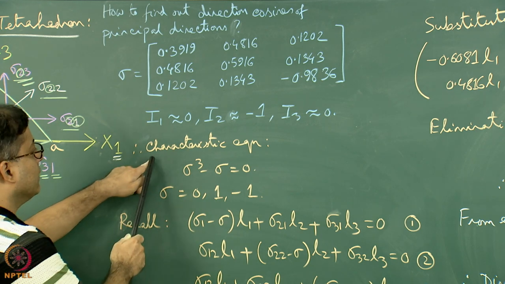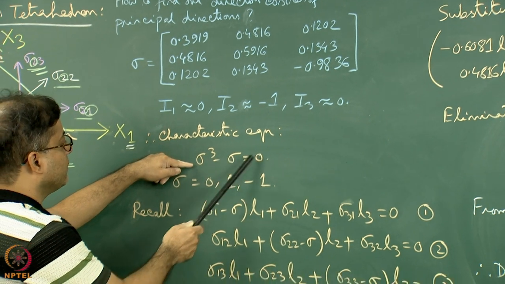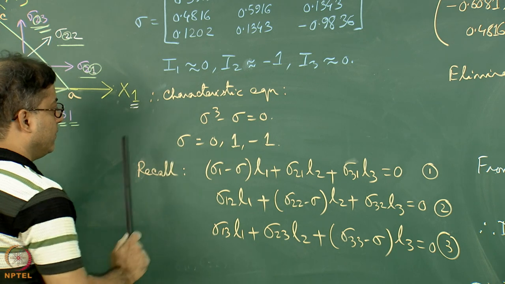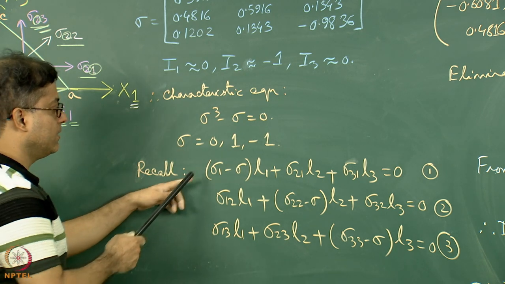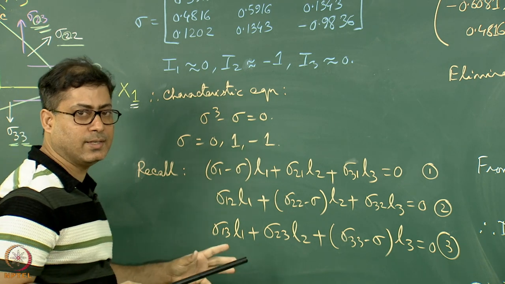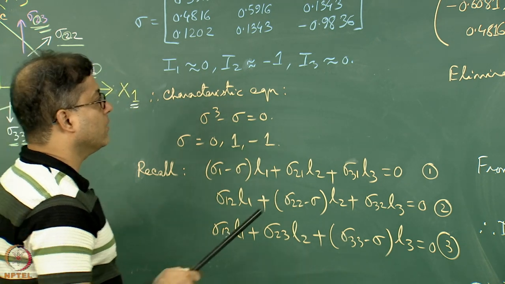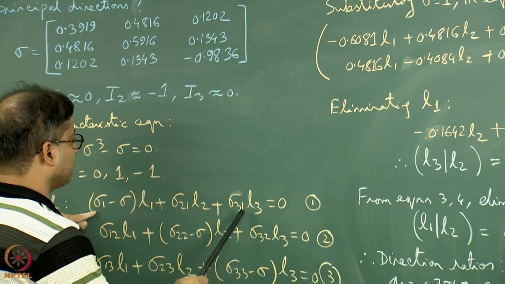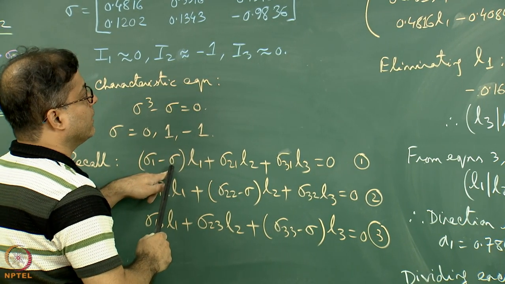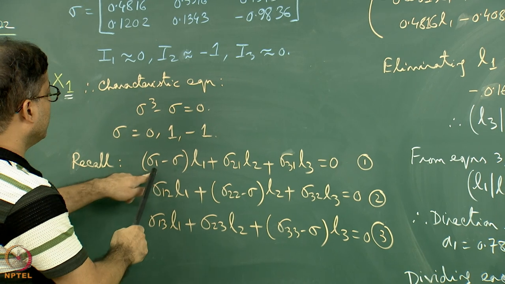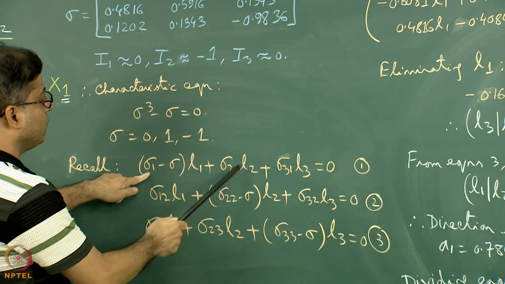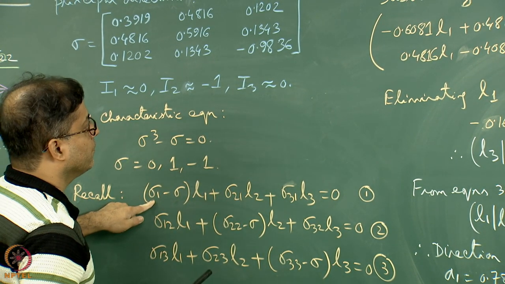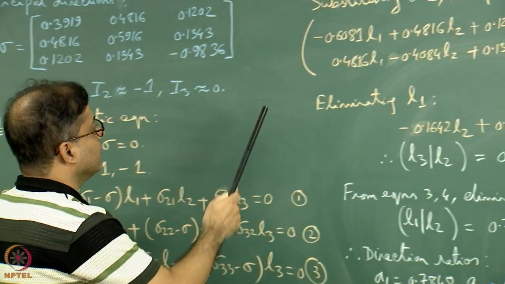Now, the characteristic equation then simplifies to sigma cubed minus sigma equal to 0, and this cubic equation has three roots, 0, 1 and minus 1, for this sigma. Now we will recollect these three equations from which we constructed this stress matrix. And here we are going to first substitute sigma equal to 1 in this expression. So here it is equal to 1 we have taken. And we also know the sigma 11, sigma 21 and sigma 31 values, these are here. So once those are given as input, we find this equation.